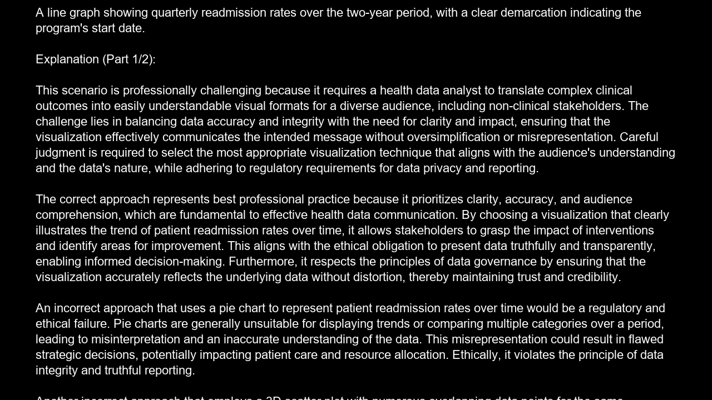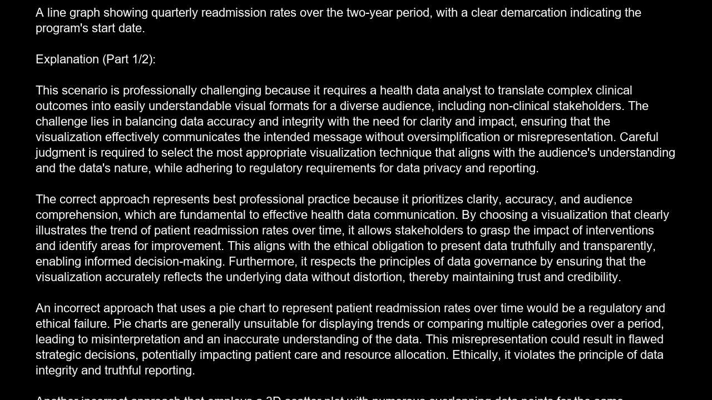The correct approach represents best professional practice because it prioritizes clarity, accuracy, and audience comprehension, which are fundamental to effective health data communication. By choosing a visualization that clearly illustrates the trend of patient readmission rates over time, it allows stakeholders to grasp the impact of interventions and identify areas for improvement. This aligns with the ethical obligation to present data truthfully and transparently, enabling informed decision-making. Furthermore, it respects the principles of data governance by ensuring that the visualization accurately reflects the underlying data without distortion, thereby maintaining trust and credibility.